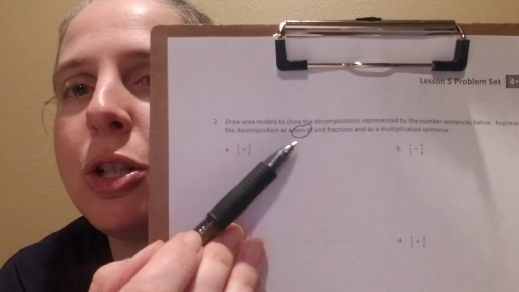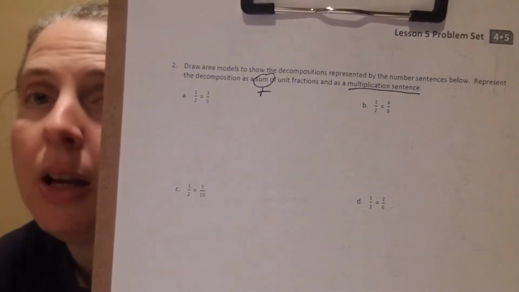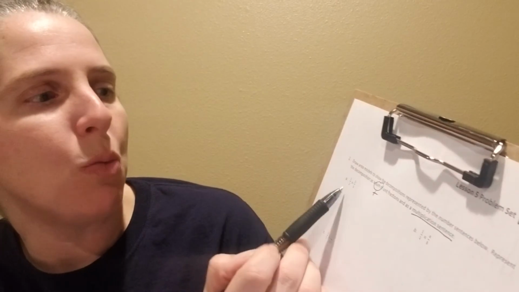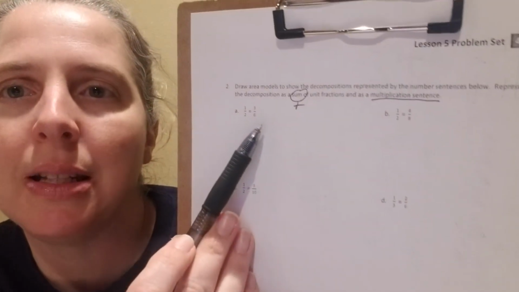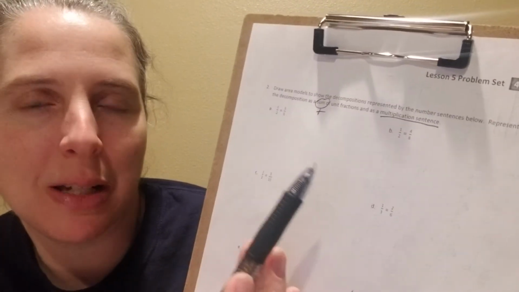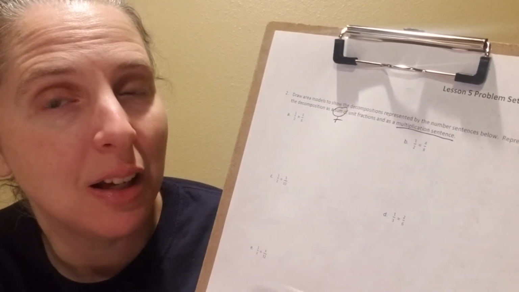Represent the decomposition as a sum of unit fractions and as a multiplication sentence. So I want you to circle sum. A sum of unit fractions. That means they want you to show addition, okay? Adding. And as a multiplication sentence. Underline that. So you're sure you need to write it 2 different ways. Now you can draw the area model if you need to, but I don't think you need to. I think you can figure it out that if it says 1/2 equals 3/6, okay, what did they have to add to get to 3/6? 1/6 plus 1/6 plus 1/6. What did they multiply?